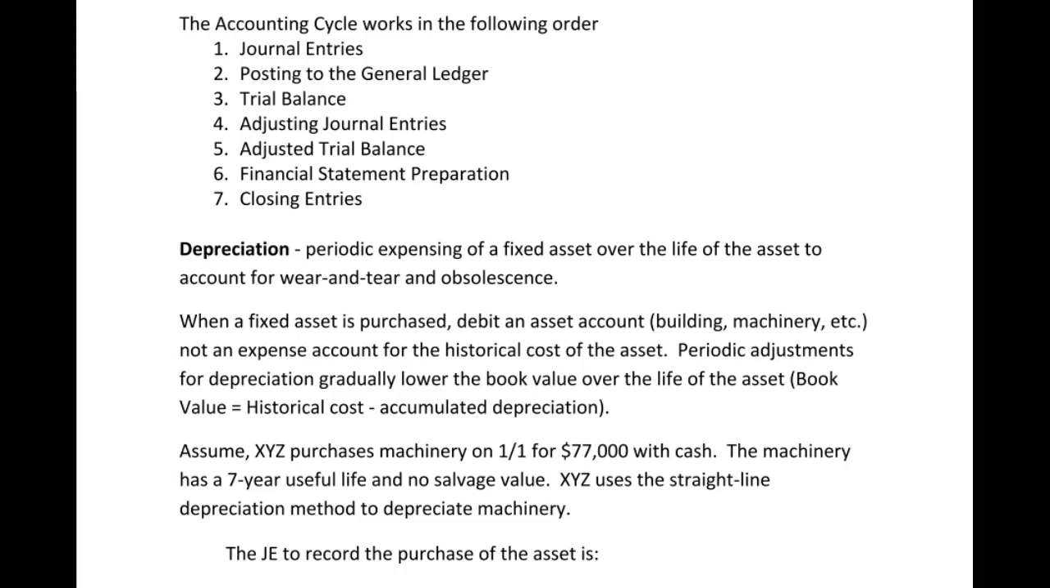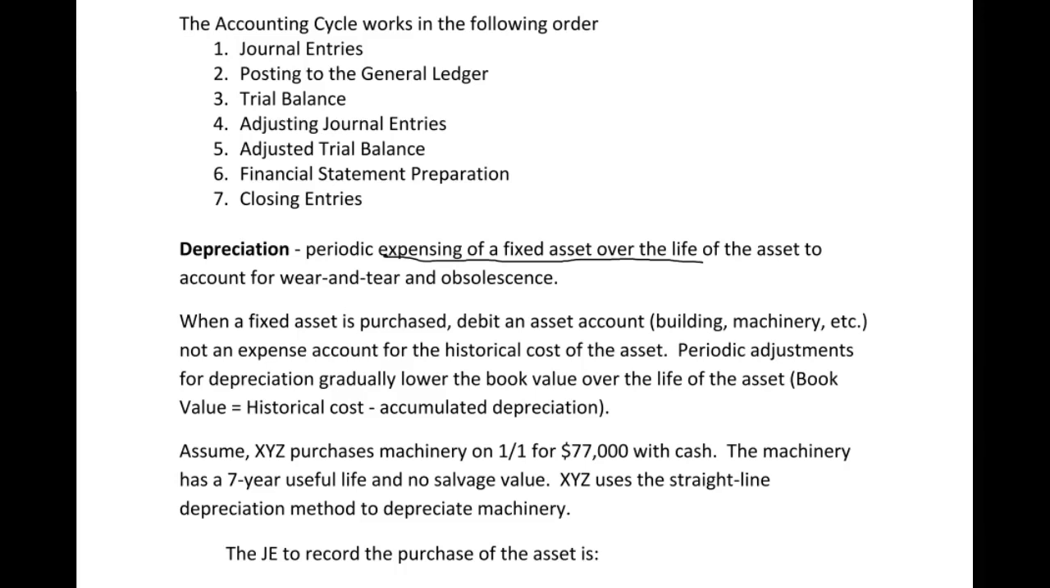All right, so what is depreciation? Depreciation is just the periodic expensing of a fixed asset over the life of the asset to account for wear and tear and for things becoming obsolete and things like that. So remember, when we buy a fixed asset, we debit the fixed asset, not an expense.